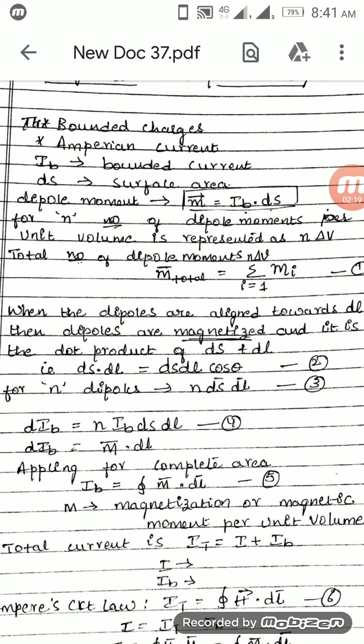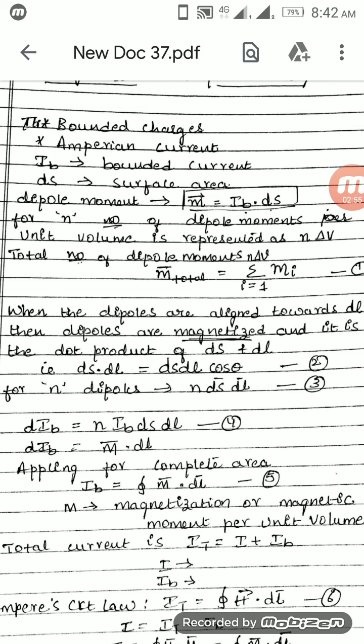So the total current IT is equal to I plus IB. I is the current due to free electrons and IB is the current due to bounded electrons. Next we'll apply Ampere's circuit law, which we had seen in the third module. IT is equal to the closed integral of H dot dl, where H represents magnetic field intensity and B represents magnetic flux density. Here we are using H dot dl. So I is equal to IT minus IB from the equation. Substitute the values for IT and IB.